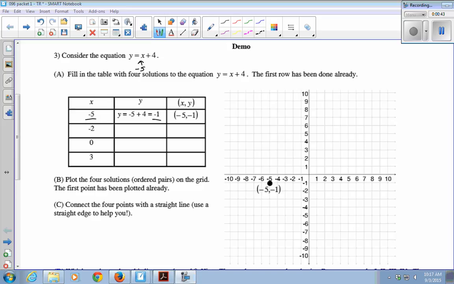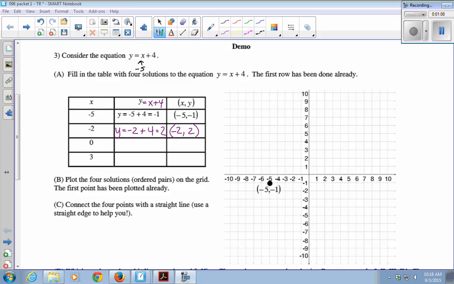So if I do the same thing with negative 2, I have y equals, instead of x plus 4, negative 2 plus 4. Replace the x with a negative 2, and that is 2. So what is my point that's going to be on my graph? Negative 2, 2.